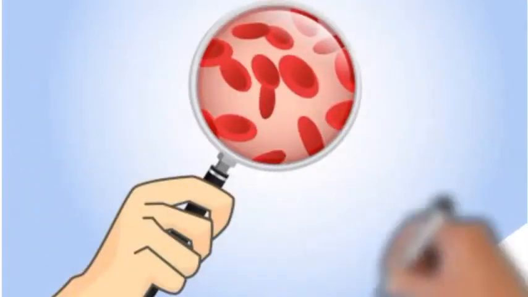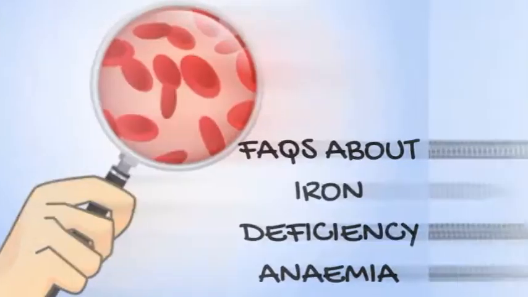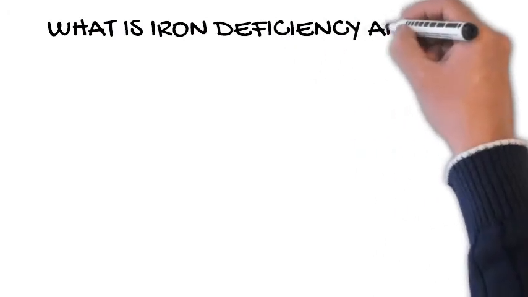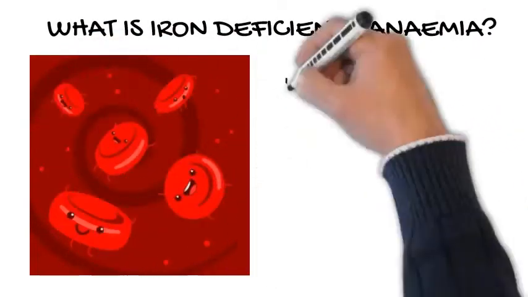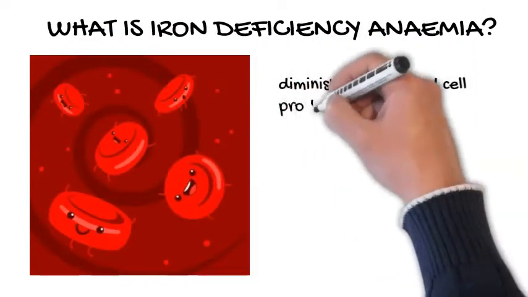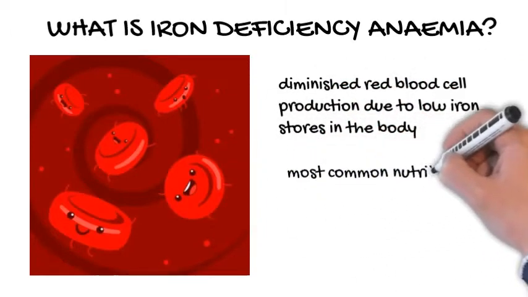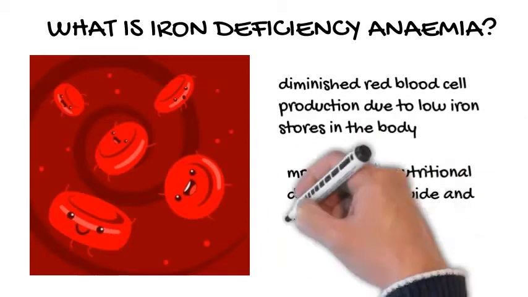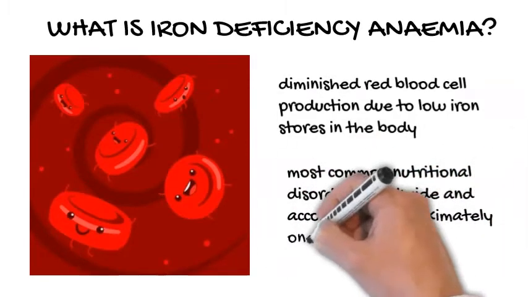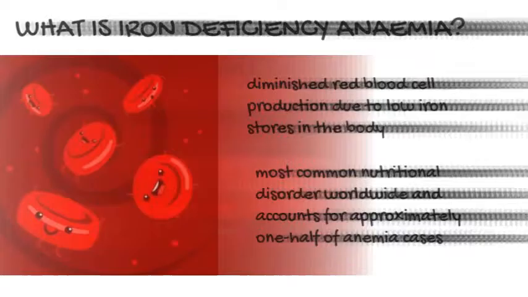Frequently asked questions about iron deficiency anemia. What is iron deficiency anemia? Iron deficiency anemia is diminished red blood cell production due to low iron stores in the body. It is the most common nutritional disorder worldwide and accounts for approximately 1/2 of anemia cases.